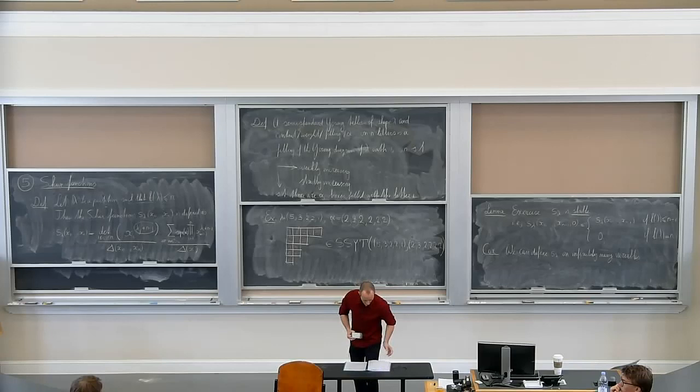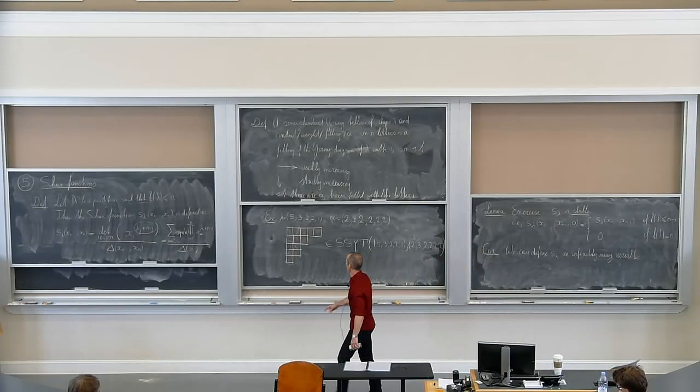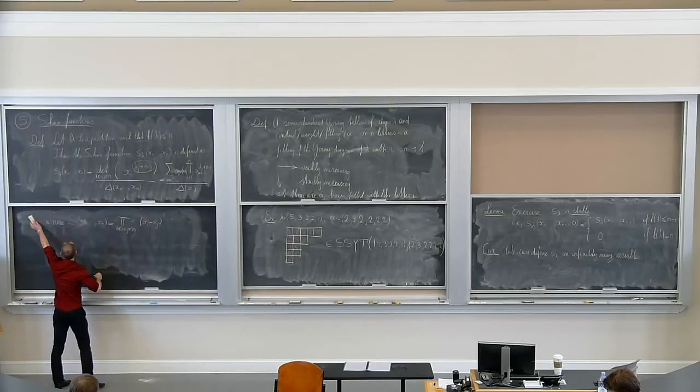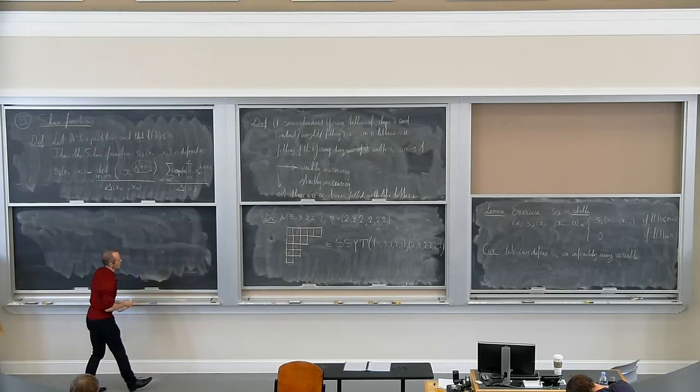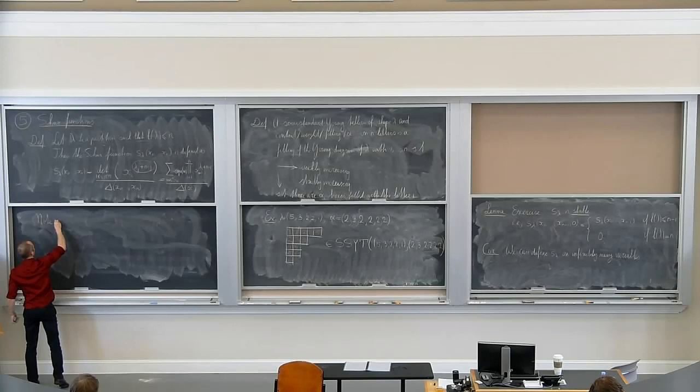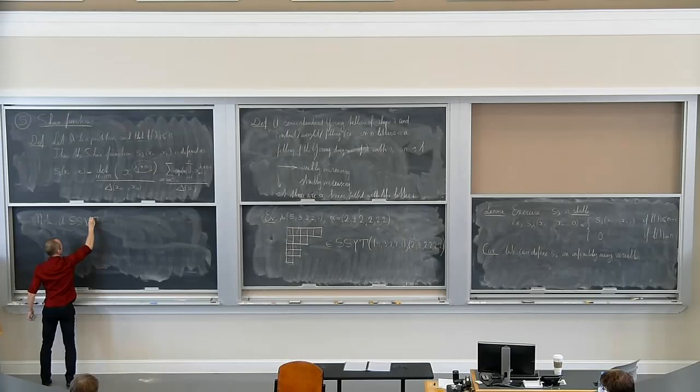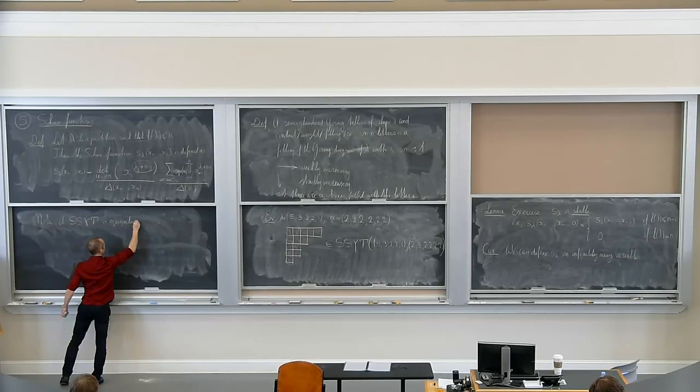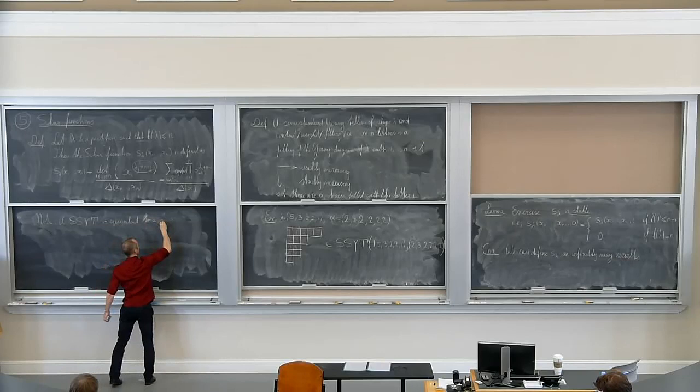All right, so in view of the proof that I'm going to do, I want to express my Schur function in terms of these semi-standard Young tableaux. So note a tableau is equivalent to a sequence of interlacing partitions.